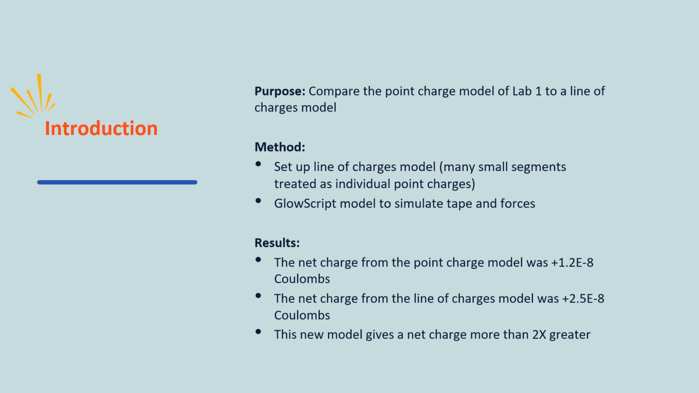A sneak peek at the results of this lab is that the net charge from the point charge from Lab 1 was 1.2 e to the negative 8 coulombs. The new net charge from this new line of charges model was 2.5 e to the negative 8 coulombs, which is more than 2 times greater than the net charge from Lab 1.